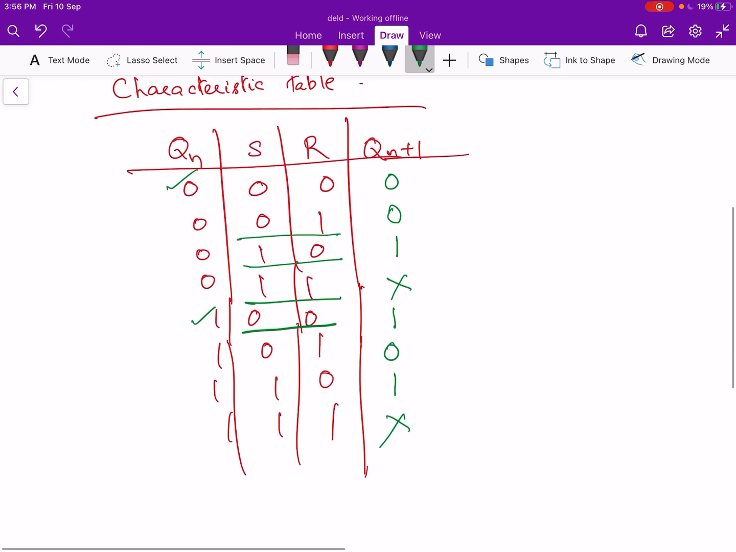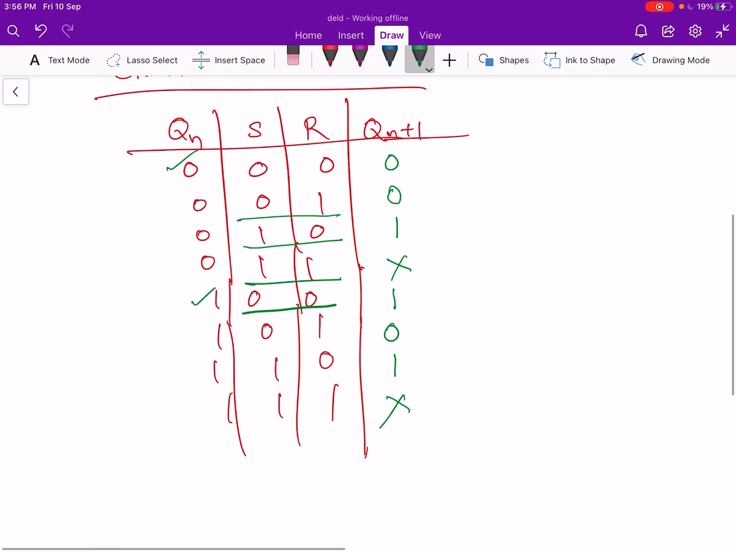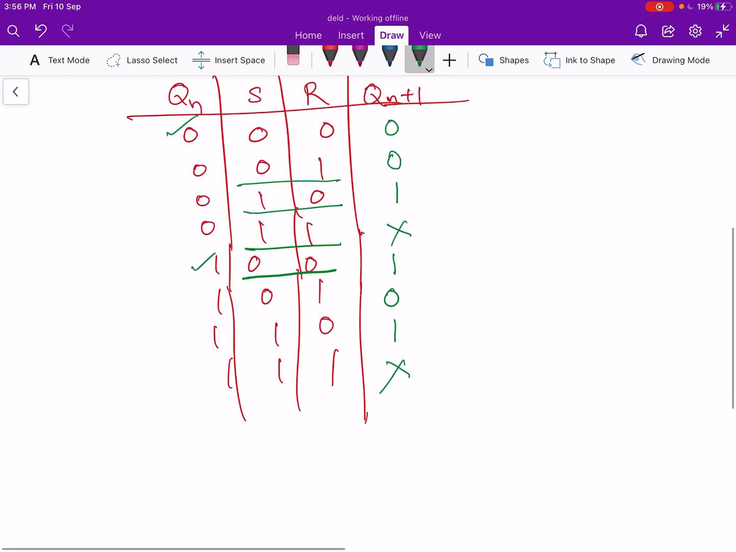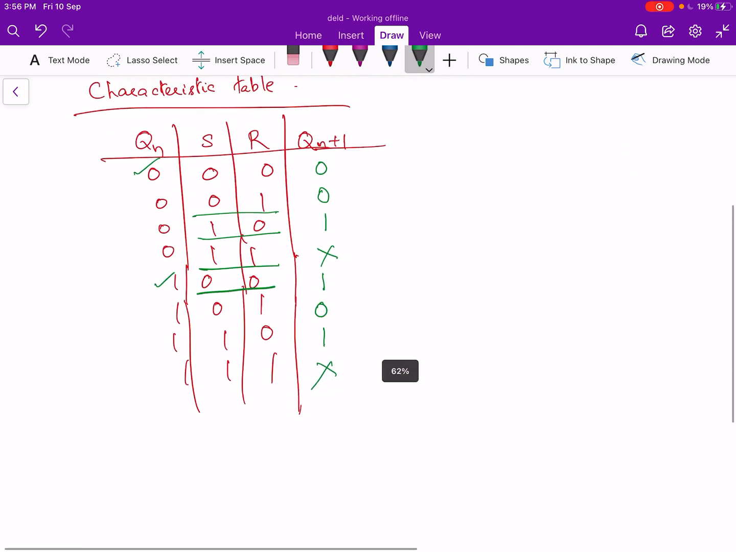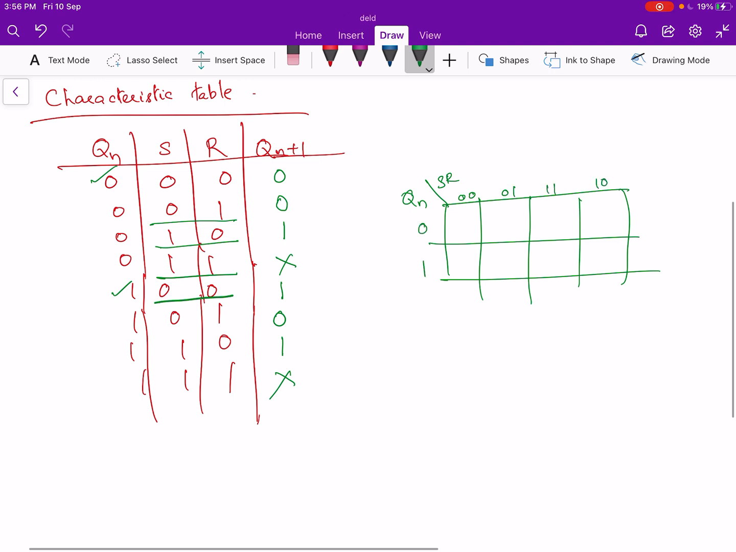Now we can find the expression for Qn plus 1. We can write the characteristic equation from the characteristic table. We have to write the equation for Qn plus 1, so we can draw the K-map for that. We have to draw a 3-variable K-map. This is Qn and this is S and R: 0, 0, 0, 1, 1, 1, 1, 0. This is the K-map for Qn plus 1.